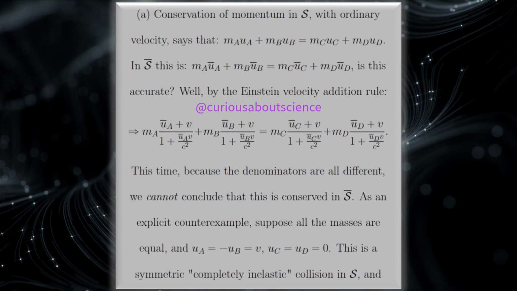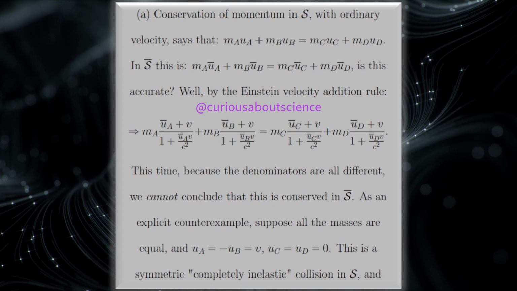Is this accurate? Well, by the Einstein velocity addition rule, going from S bar back to system S, we get that u_A is equal to u bar A plus v, divided by 1 plus u bar A v over c squared, and so on and so forth. This time, because the denominators are all different, we cannot conclude that this is conserved in S bar when we transform from S to S bar.